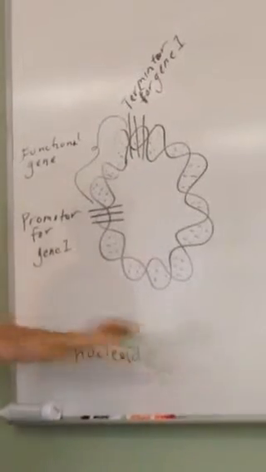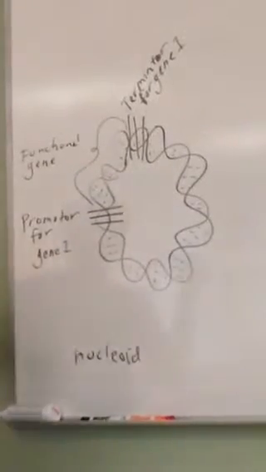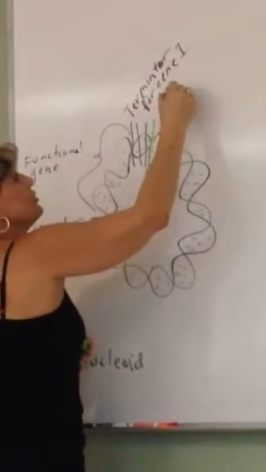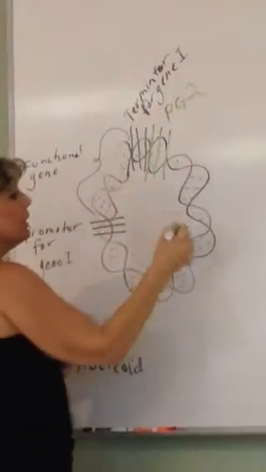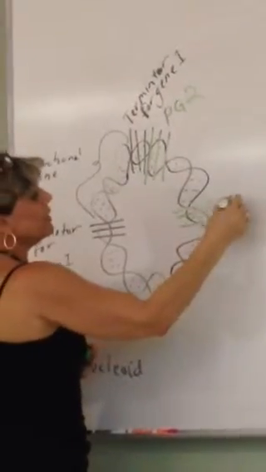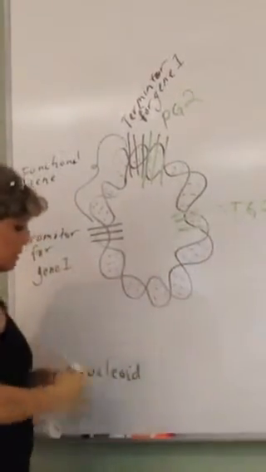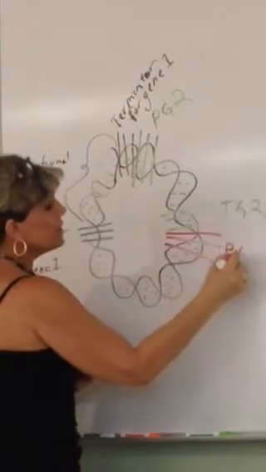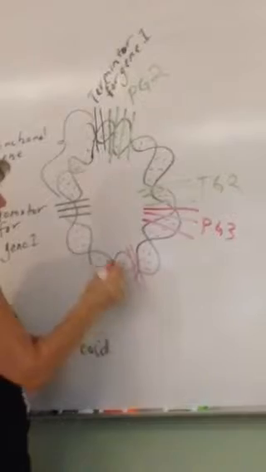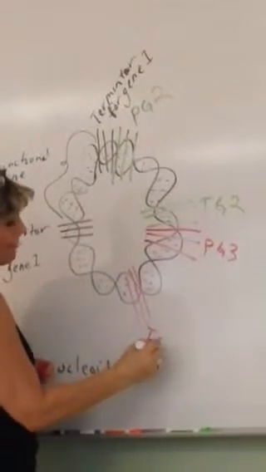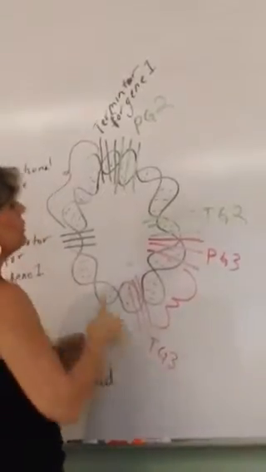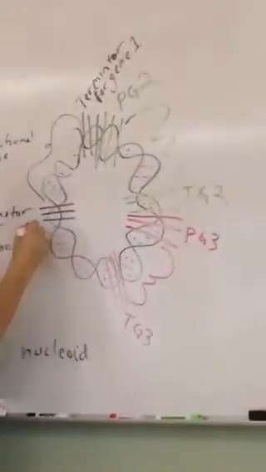Okay? I'm not going to write it for every single one. Just know that then there's going to be a promoter for gene 2 and a terminator for gene 2. Then we'll put a third one, promoter for gene 3, terminator for gene 3, and then don't forget you have your functional part. And we'll do one more, gene 4.